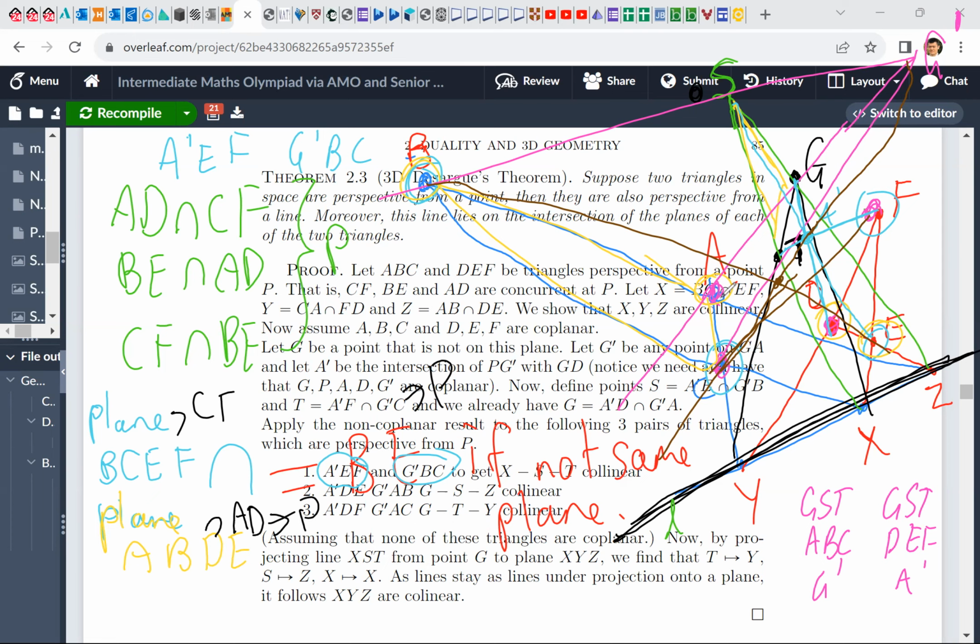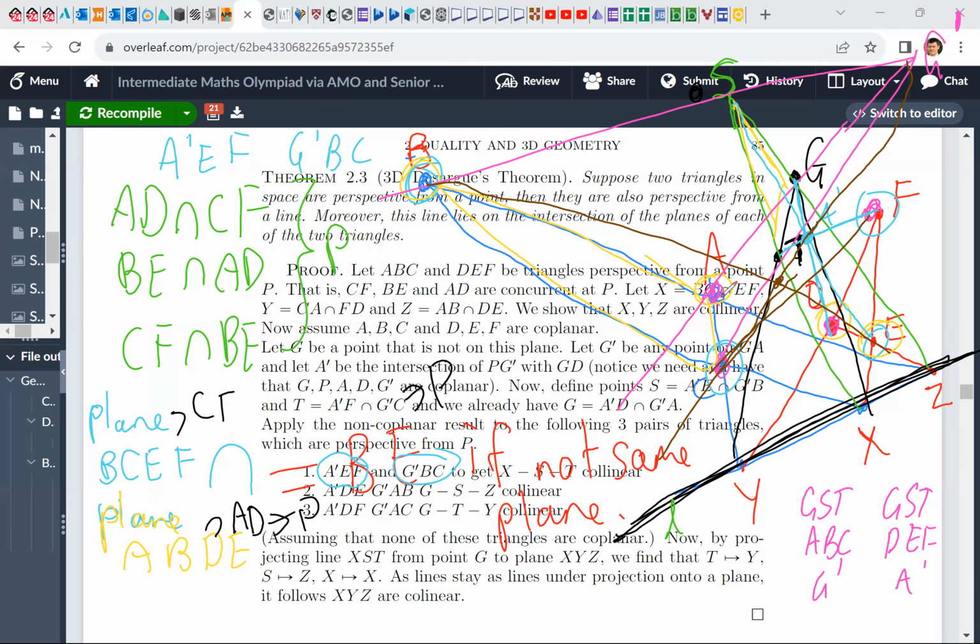This is definitely the problem-solving approach to proving this. It's probably not the write-up. Basically, we're trying to mimic the forward direction. So this is the main motivation, and that's why the points are named S, T, A prime, and G prime, to mimic the things in the forward direction.